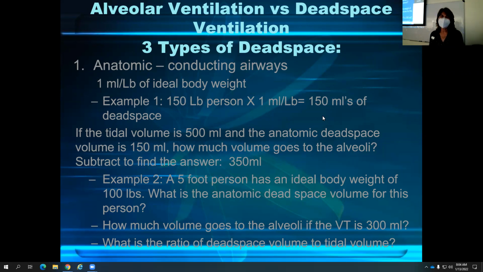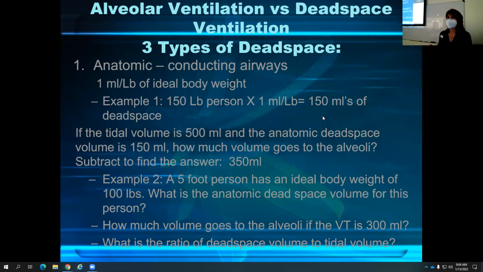So we're talking about alveolar ventilation versus dead space ventilation. When we push a volume of air into the lungs, some of that air will fill up the conducting airways, and some of that air goes into the alveoli. We have to have a large enough tidal volume so that once the conducting airways are full, there's enough volume to go to the alveoli.